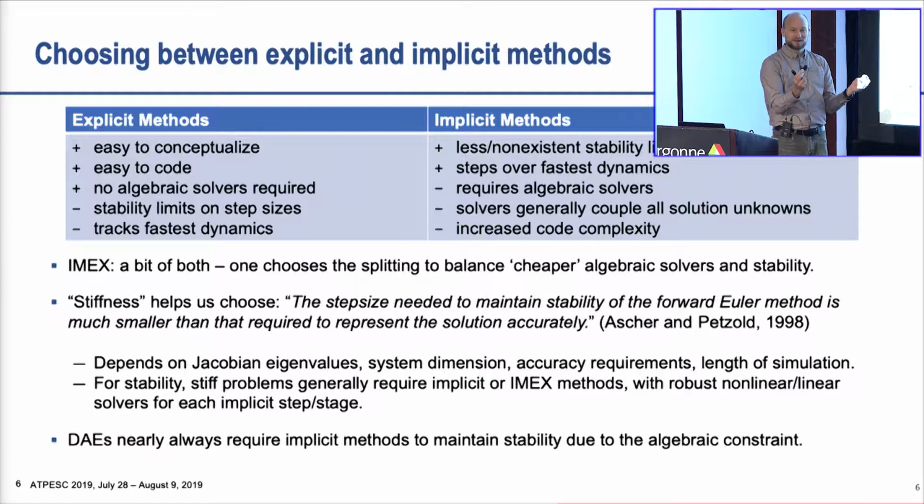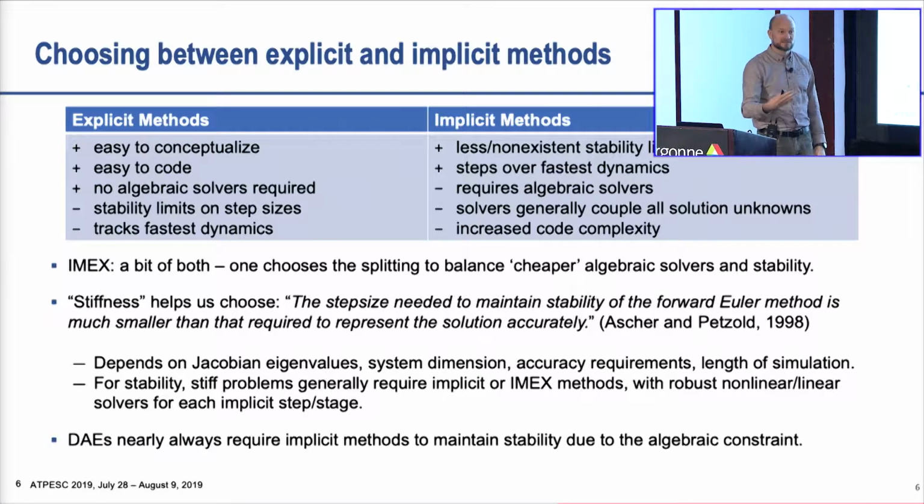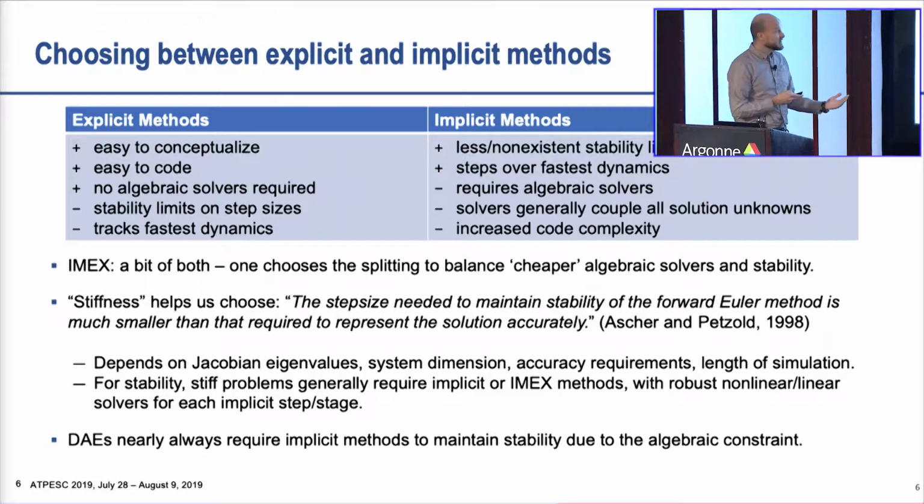And maybe the thing you care about is not the fastest possible thing going on in the problem. That fastest thing will set that maximum time step size. And so if you care about a slower thing, you're going to be wasting a lot of effort taking tiny, tiny, tiny time steps. An implicit method, on the other hand, might have no stability limit or much looser stability limits. They allow you to step over those fast, kind of parasitic dynamics if you're uninterested in them.